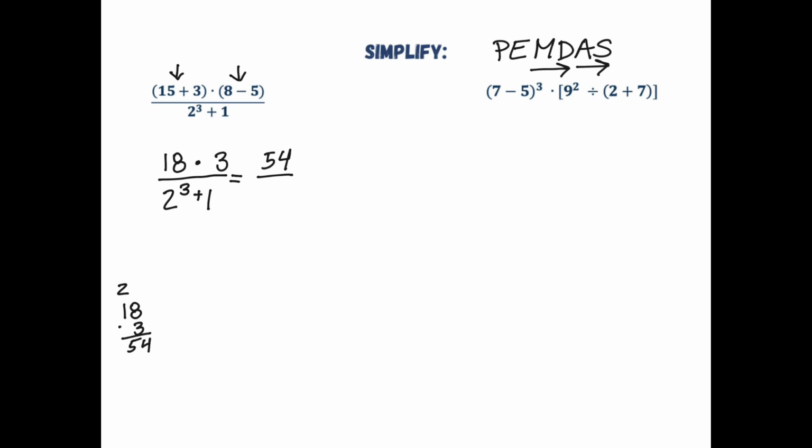And then 2 to the power of 3, 2 cubed. That's 8 plus 1. I bring that down. My next step, I'm going to keep the 54. There's nothing else left to do there, but I do still have something to simplify on the bottom. So I add 8 plus 1 to get 9. Our last step is to remember that this is division. So 54 divided by 9 is 6.